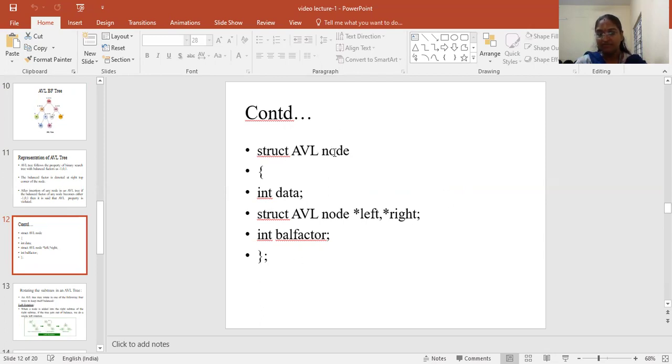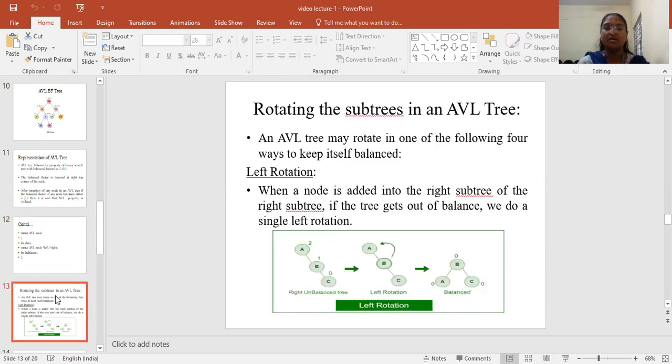Struct AVL node in the block, take the data as an integer. Now generate the addresses, whatever the AVL tree requires. The AVL tree requires the left pointer and then the right pointer. Then check the balance factor in the form of an integer only, not imaginary values. This is the brief introduction of the AVL tree.